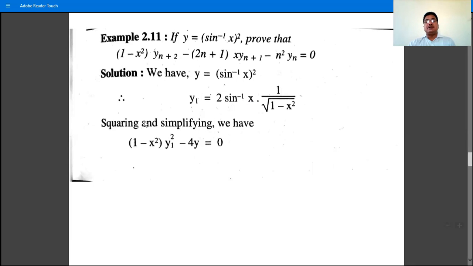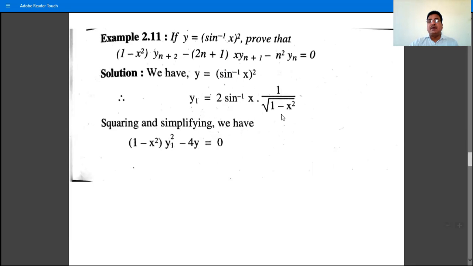Then squaring both sides, what do we have? y1 root 1 minus x square becomes 1 minus x square, y1 squared is y1 square, and this is equal to 4, since 2 square is 4, and (sin inverse x) square is y. Shift that 4y to LHS, and we have this step: (1 minus x square) y1 square minus 4y is equal to 0.